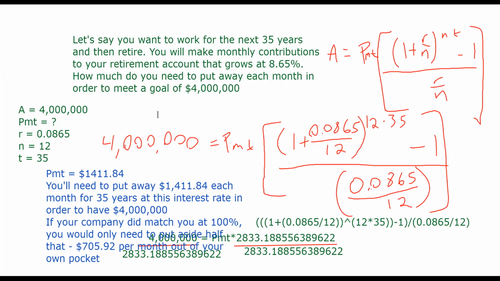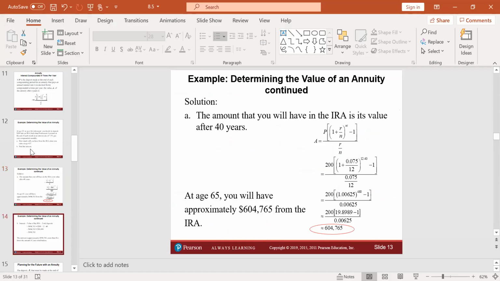The amount of money you would end up with if you just put 1411.84 away into a simple bank account that didn't earn interest, which is likely where you'd end up, you would only end up with $592,972.80. That is it. But by investing it, you end up with exactly $4 million. So you decide whether you'd rather have 4 million or only 600,000 to retire with.